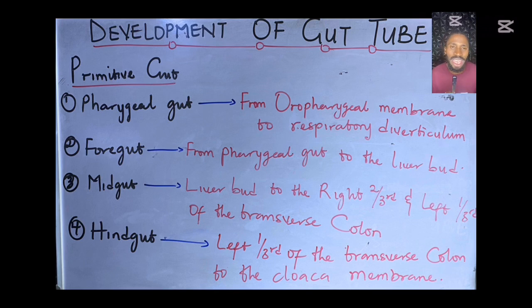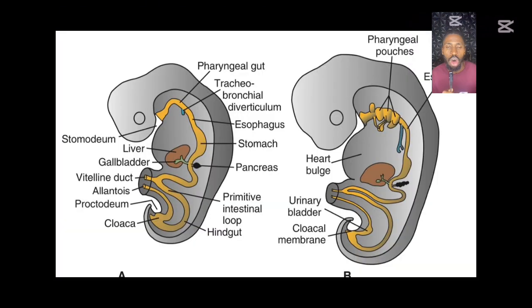Now the midgut begins from that liver bud down to the right 2/3 and the left 1/3 of the transverse colon. That is the midgut for you. So the midgut starts from the liver bud down to the right 2/3 of the transverse colon, while the hindgut begins from the left 1/3 of the transverse colon down to the cloacal membrane. So this is the division of the gut tube.